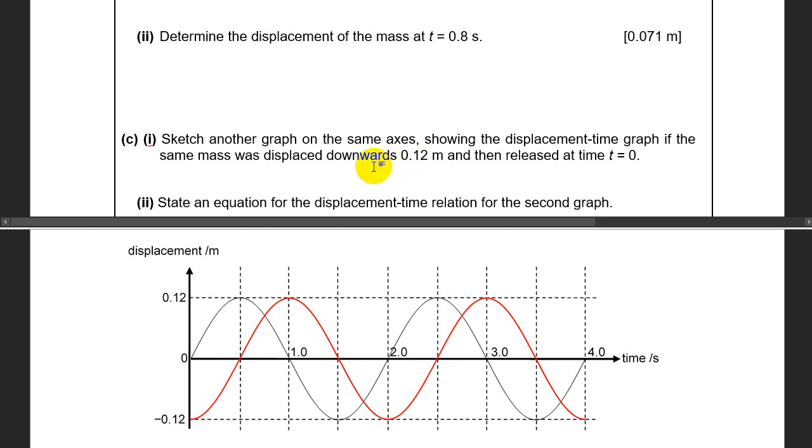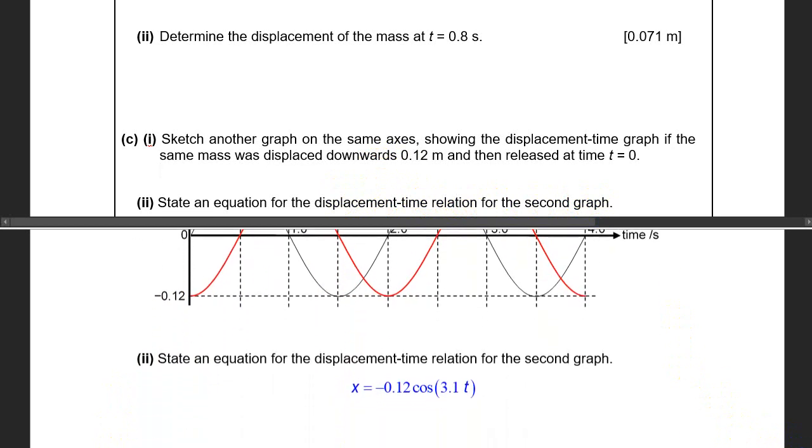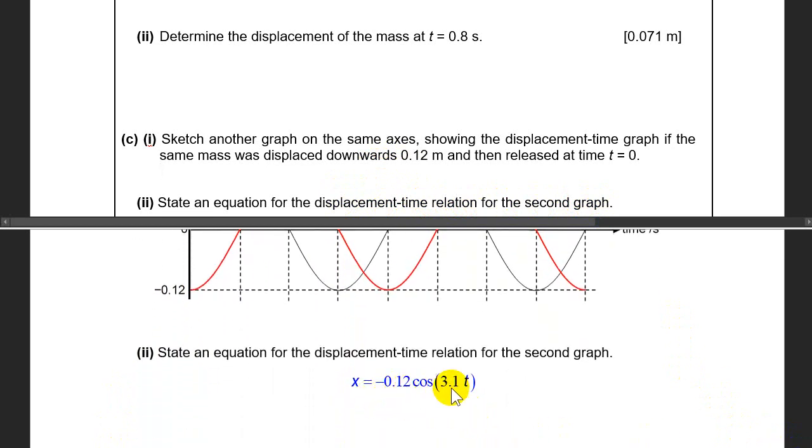Then part 2, state an equation for the displacement time graph for the second graph. So they want the equation for this graph. This is a negative cosine graph. So it will be negative 0.12 cosine omega t, same omega, 3.1 t. So that's the answer for this example.